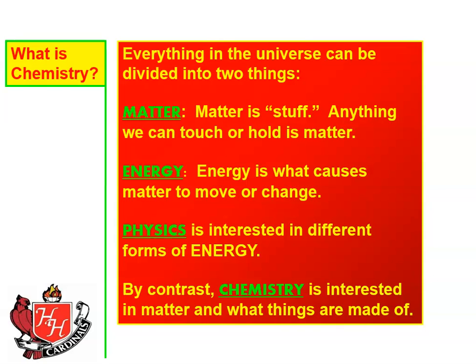Now, there's all kinds of energy. Physics is interested in different forms of energy. There's light energy, electrical energy, heat energy, sound energy, mechanical energy. Throwing a ball is called mechanical energy. And these things all seem totally different from each other, but what they have in common is they're all forms of energy. And since they're all the same thing, they can all be converted from one form to another. So electrical energy can be converted into light energy, or electrical energy can go into an electric fan to make the fan turn around, and that's converting electrical to mechanical energy. So one of the beautiful things about all these different forms of energy is they can be interconverted from one form to another. By contrast, chemistry is interested in matter and what things are made of.